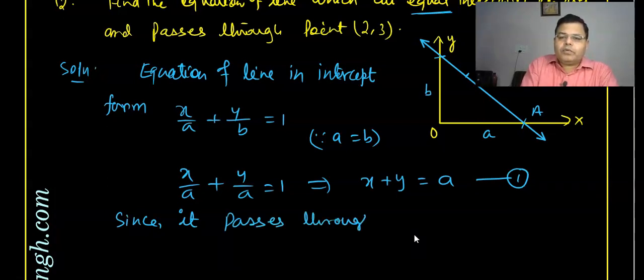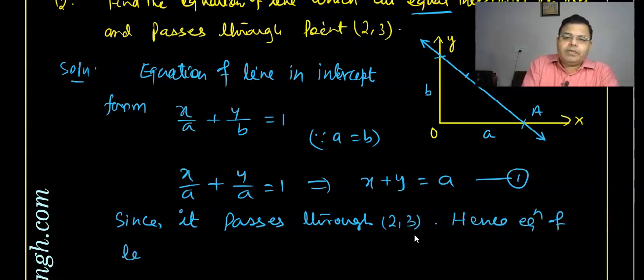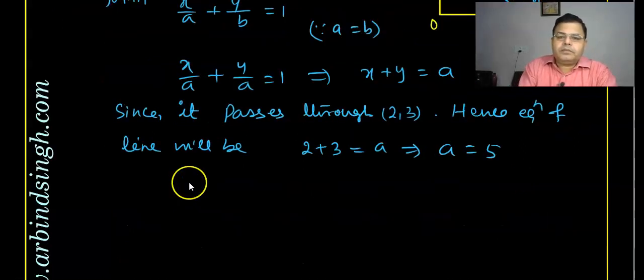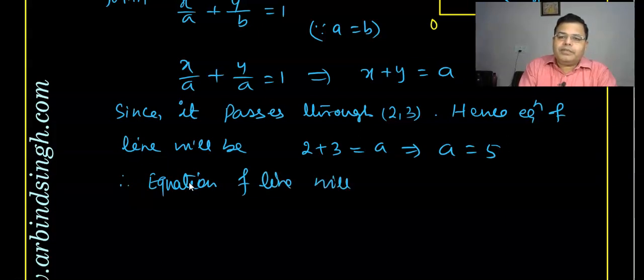Since the line passes through (2, 3), hence the equation of the line will be 2 plus 3 is equal to a. This implies a is equal to 5. Now the equation of the line will be what? Putting the value of a, x plus y is equal to a, that is x plus y is equal to 5. That will be the answer of this question.